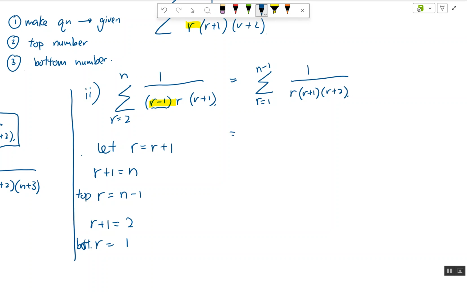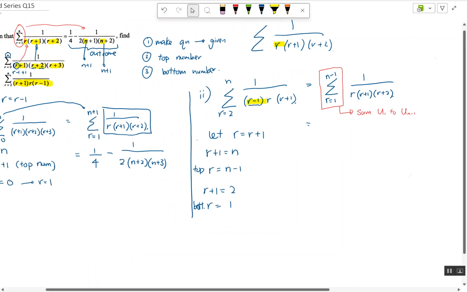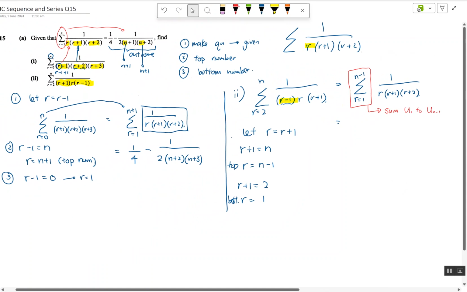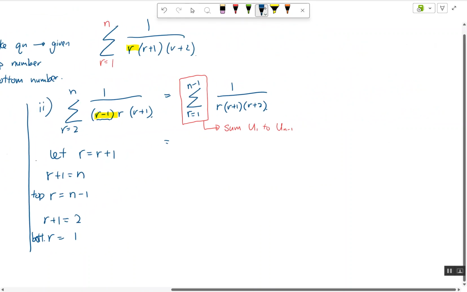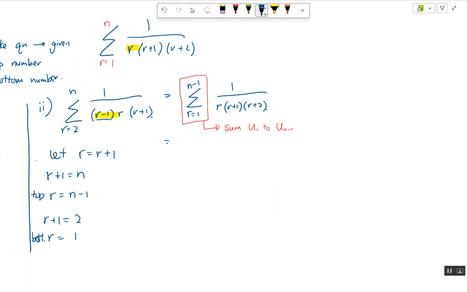Students fail to understand the meaning of this. This is called the sum of u1 to u n minus 1. But in the original part of the question, if you look back at the question, they always give you 1 to n, right or not? So how do I get the answer? You must understand that the sum of 1 to n minus 1 is the sum of the first n terms, u1 to un, minus the nth term, un.